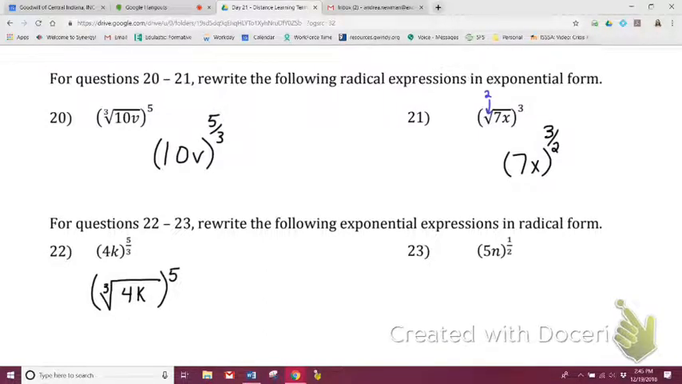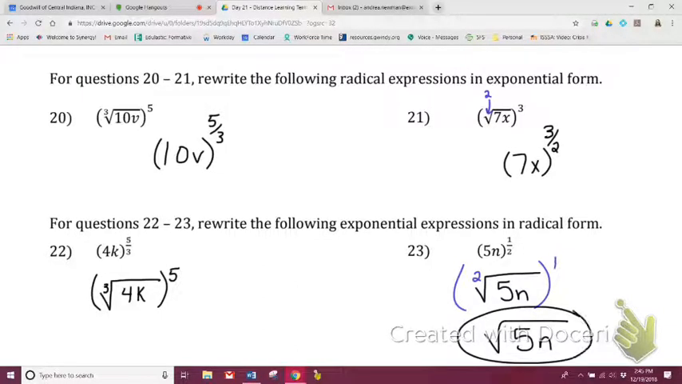It's going to be the square root of 5n, and you don't have to really write the 2. So the square root of 5n, again, we don't normally write the 2, and there's no need for us to write to the first power. So when I write my answer here, I would just write the square root of 5n and be done. The 2 is understood, the 1 is understood.